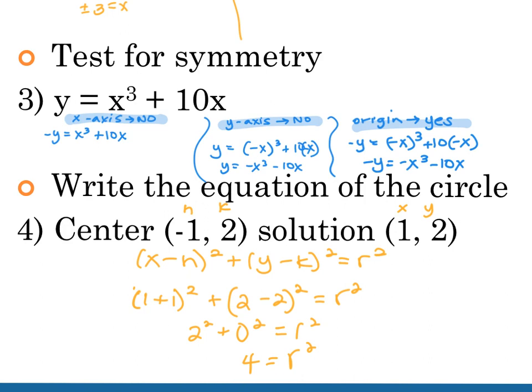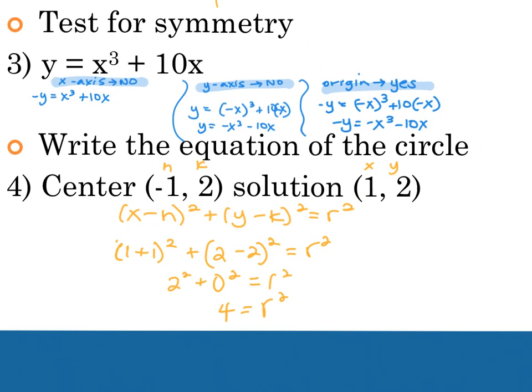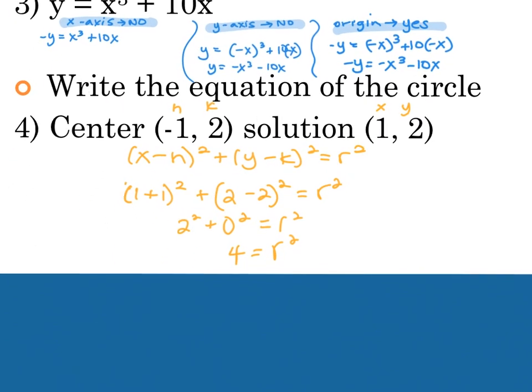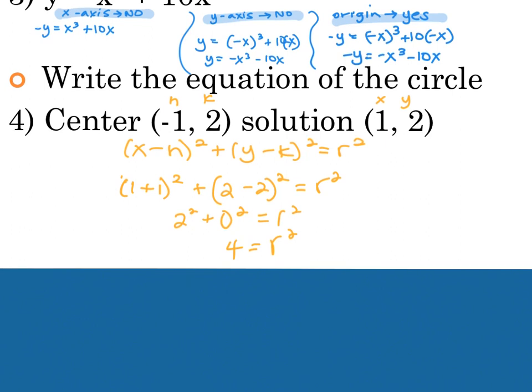If it doesn't ask for the radius, you don't have to square root it. If it asks for the radius, then obviously I would say that r is 2. But if it doesn't, which in this case it just says write the equation, that's what I need. So now when I write it again, I get x minus a -1, which becomes plus 1 squared, plus y minus 2 squared equals r squared, which is 4.